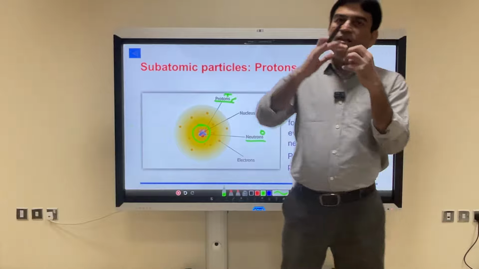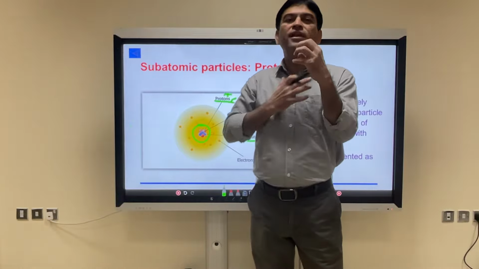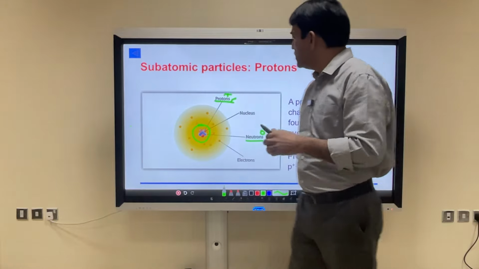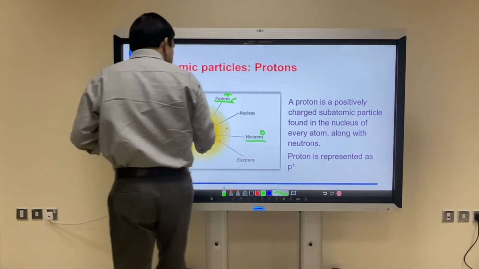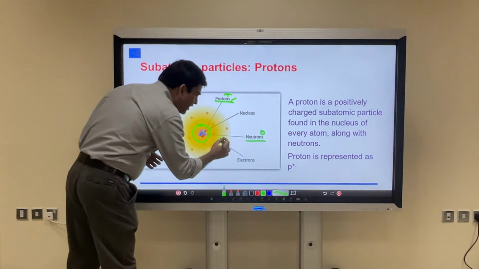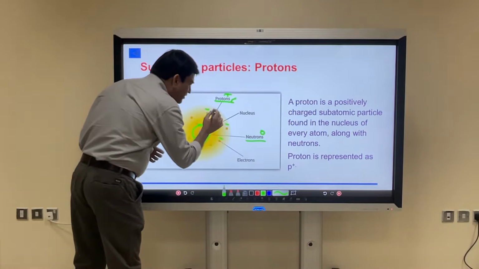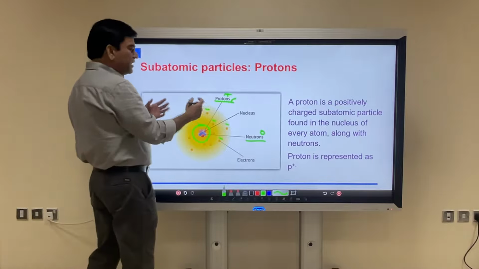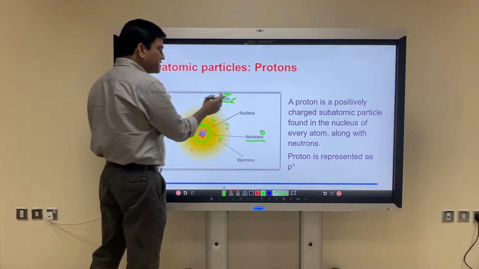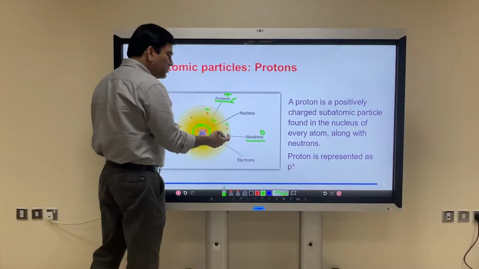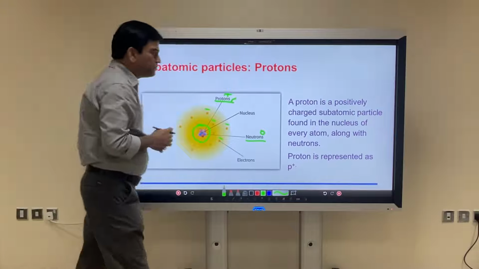And outside the nucleus, you have a cloud of electrons, which has negligible weight, you can say, but these electrons have a negative charge. The number of electrons and protons is the same. So protons have the same number as electrons.